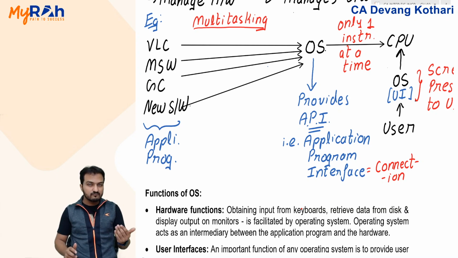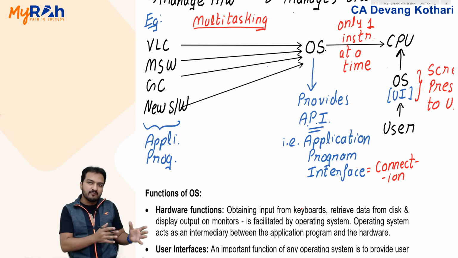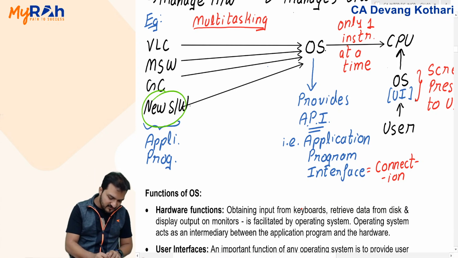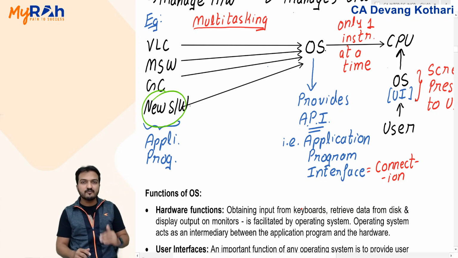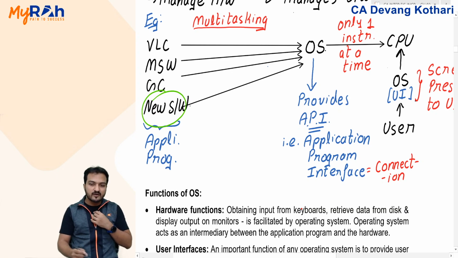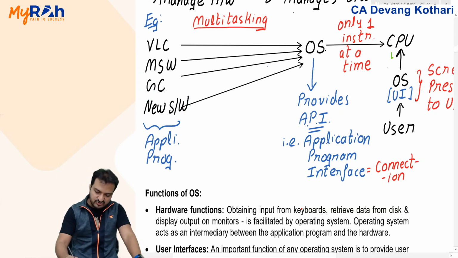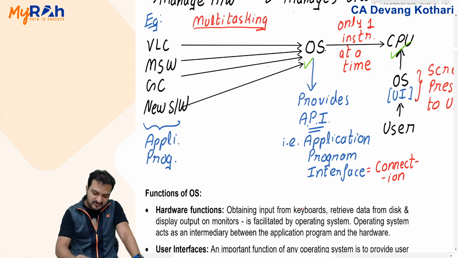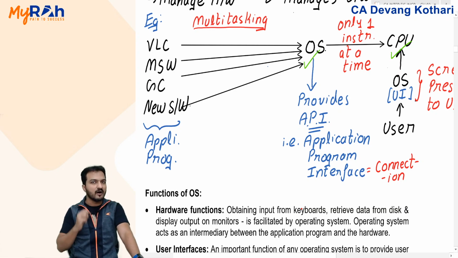And so, when a programmer wants to create a new software, does he need to know which CPU you are using? No, he just needs to know which operating system you are using.